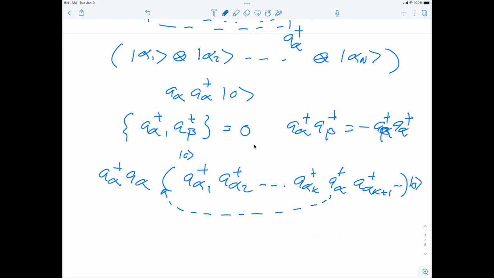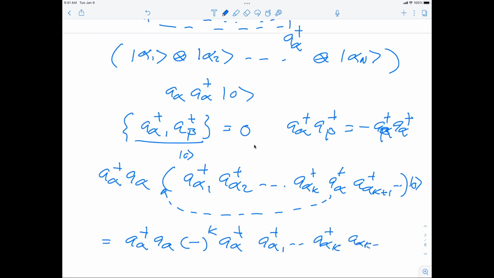So what I do then is simply to use this anti-commutation rule, and every time I change it, I get a minus sign. So that means that I can rewrite this state as A alpha dagger, A alpha, and then I have a minus 1 to the power k. This is the number of slots I've been moving it due to the anti-commutation rule. And then I get an A alpha 1 dagger, and then I have an A alpha k dagger, A alpha k plus 1 dagger, and then this continues to an A alpha n dagger of 0.